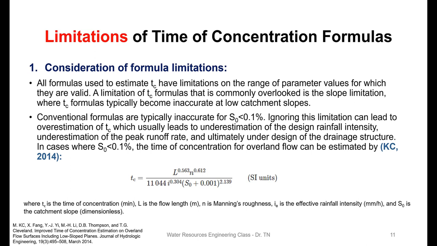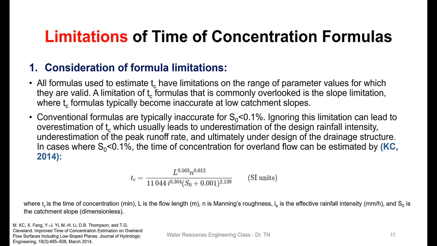If you're using the NRCS velocity method, TR55, go back to TR55 and see what the limitations are, what slopes were considered in that method, and check the slope of your watershed and see if that slope is in the range of the slope of the original formula. If it is, you can use that with confidence. If it's not, then you need to look for a formula, an equation, that has the slope that matches your slope.